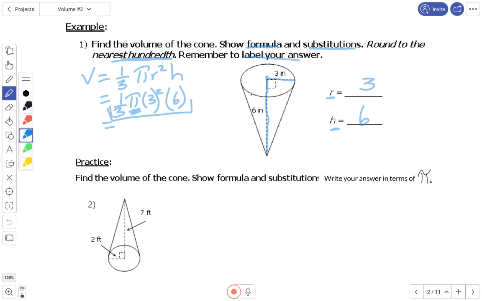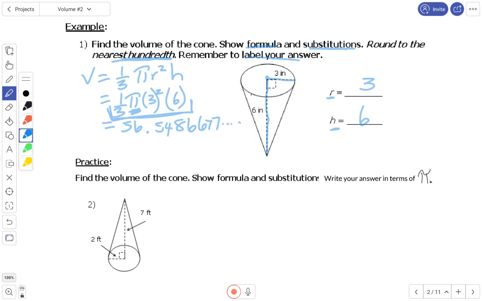And you can type all of this into your calculator as long as you type it in exactly how it is written. So when I put that into the calculator, I end up getting 56.5486677, and then it keeps going.